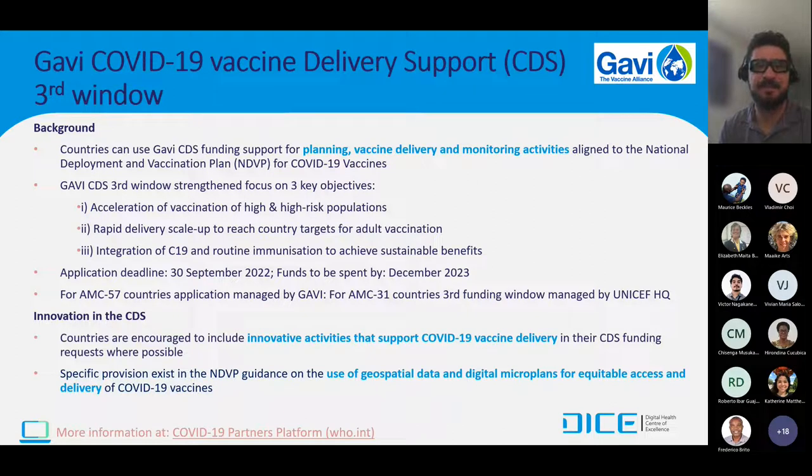Gavi CDS windows has a focus on three key objectives, and specifically on the integration of COVID-19 and routine immunization to achieve sustainable benefits. Geospatial innovation is eligible for Gavi CDS funding, and countries are in fact encouraged to include innovative activities that support COVID-19 vaccine delivery.